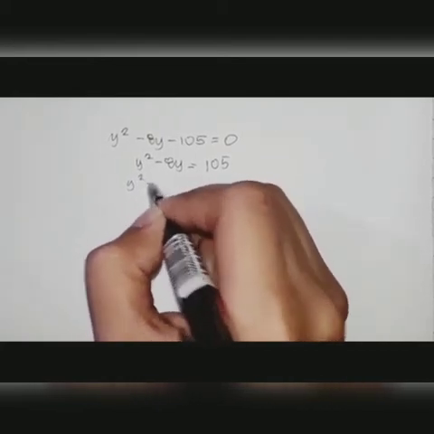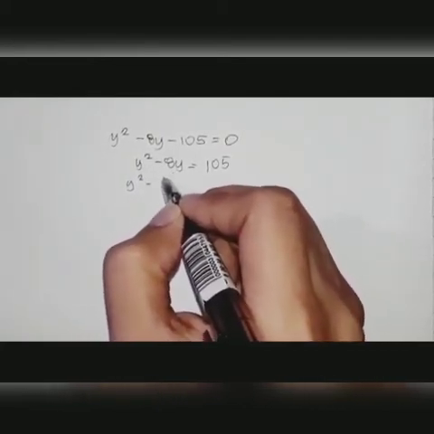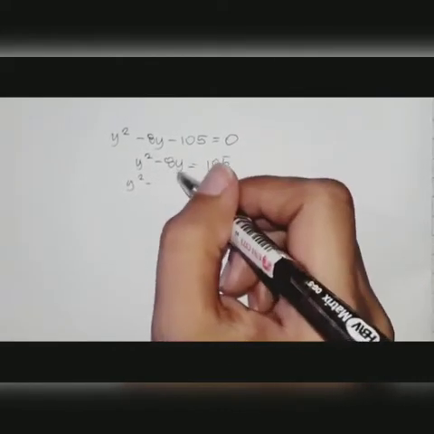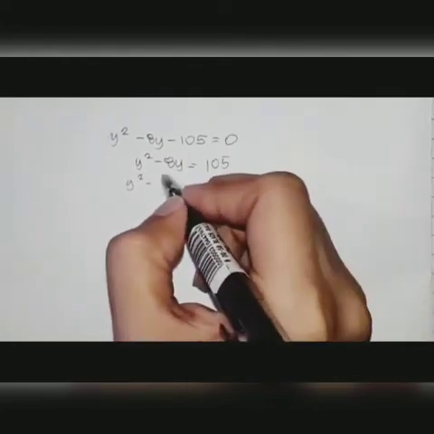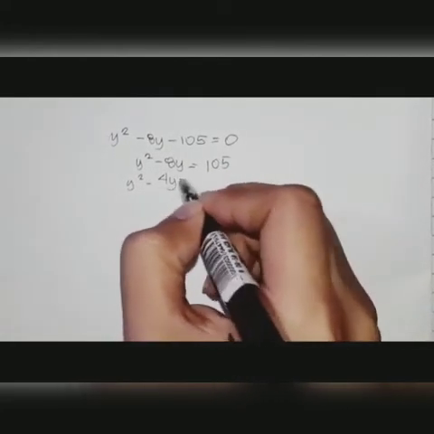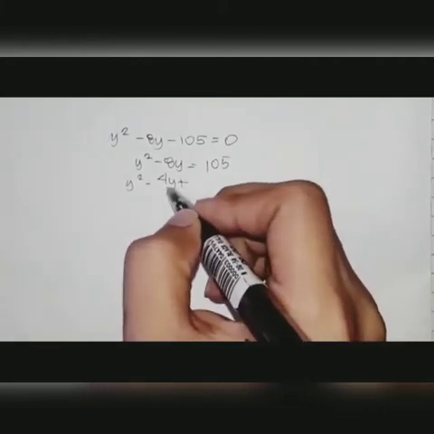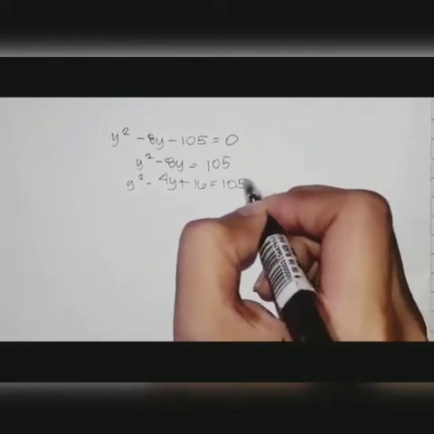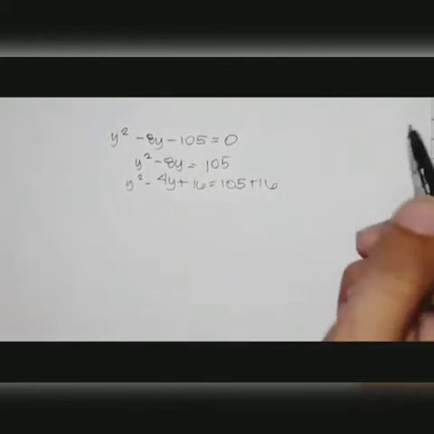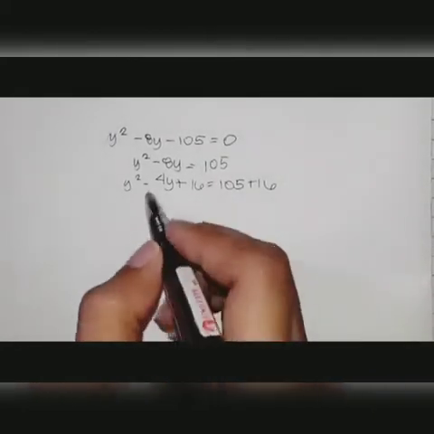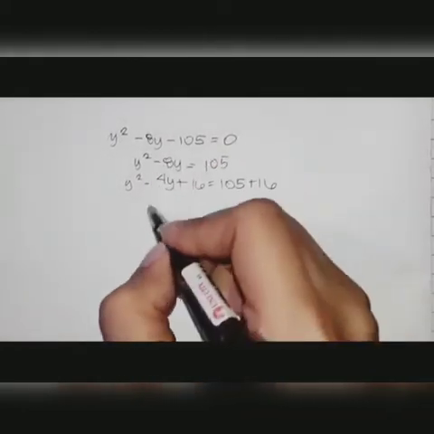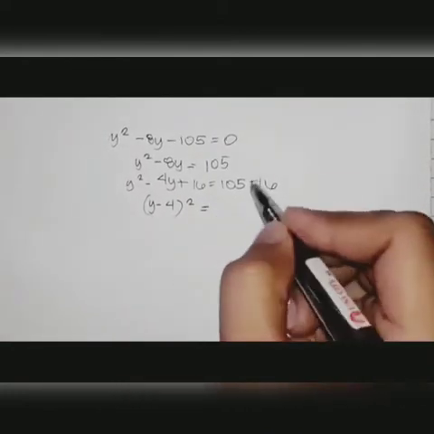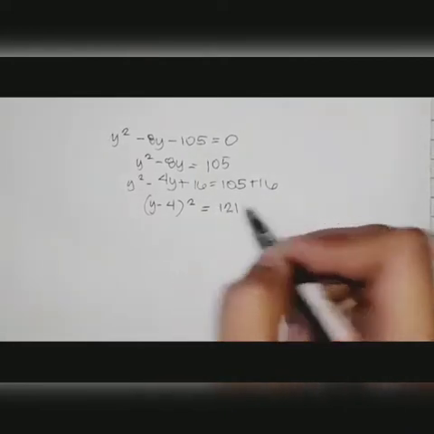Y squared minus 8 divided by 2, since we should divide the second term to turn this into a perfect square trinomial. So 4y plus the square of 4, it's 16. So 105 plus 16. And then next we should factor this, y minus 4 squared is equal to 121.